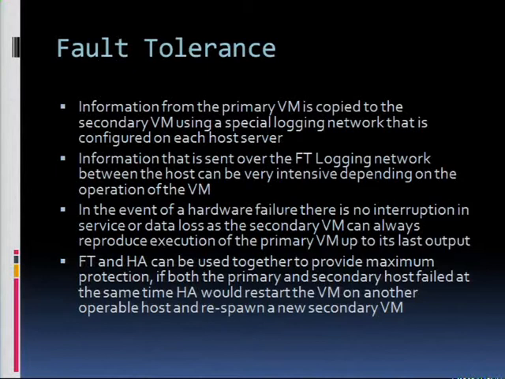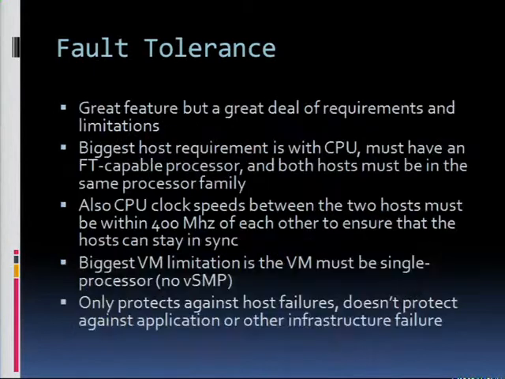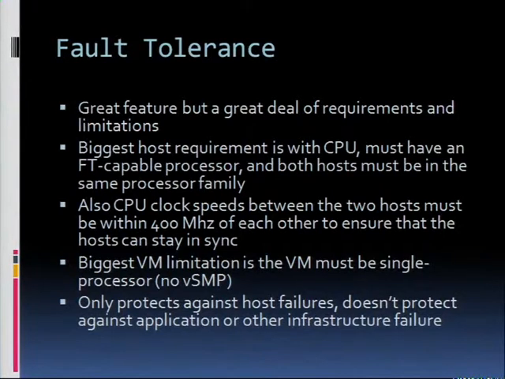You can use FT and HA together to provide maximum protection if both the primary and the secondary host fail at the same time. HA would restart the VM on another host and then respawn a new secondary on another functional host. It's a great feature, but it has a great deal of requirements and limitations. The biggest one for the hosts is you must have an FT-capable processor, and both hosts must be in the same processor family. It's very particular about the CPU that is required for this.